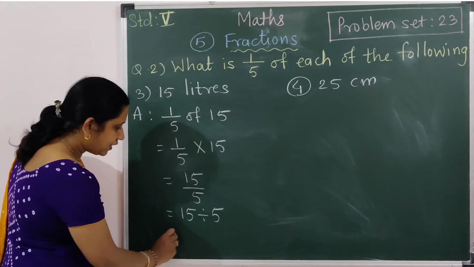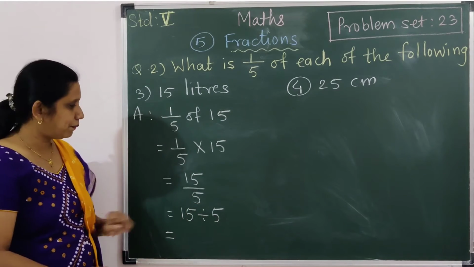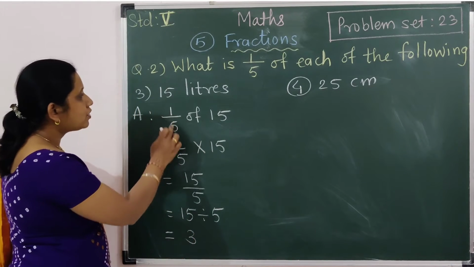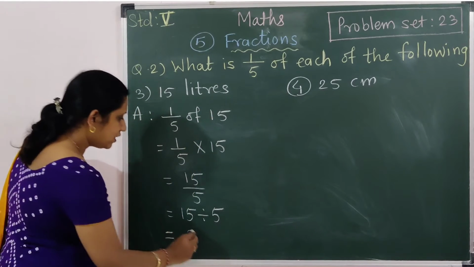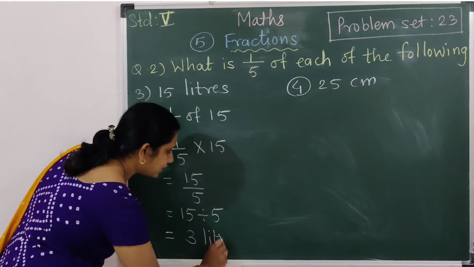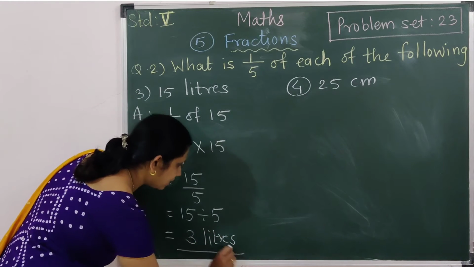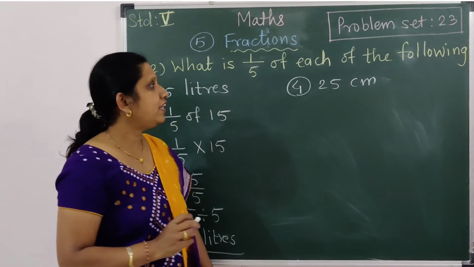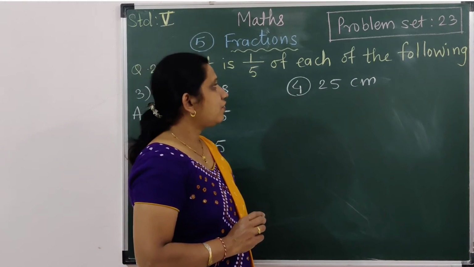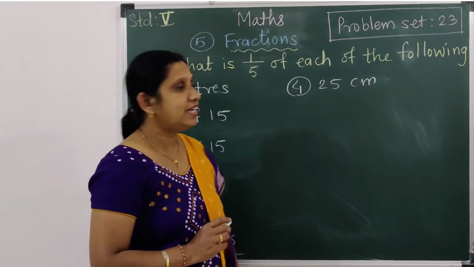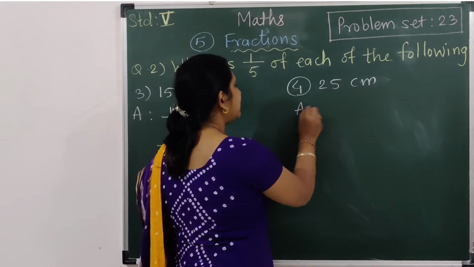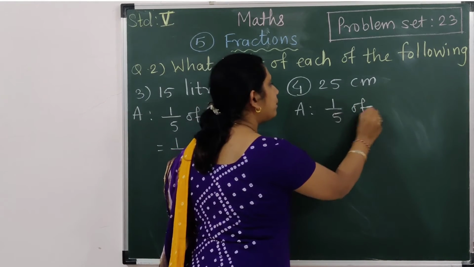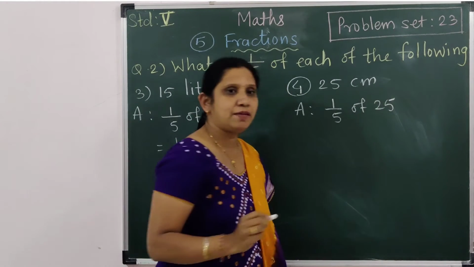Now, let us say the table of 5 till 15. 5 threes are 15. So 1/5 of 15 liters is 3 liters. So, this is your answer. Alright. Now, let's see example number 4. In this, the sum given is 25 centimeter. We have to find out 1/5 of 25 centimeter.